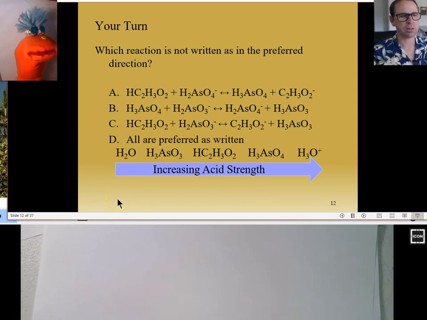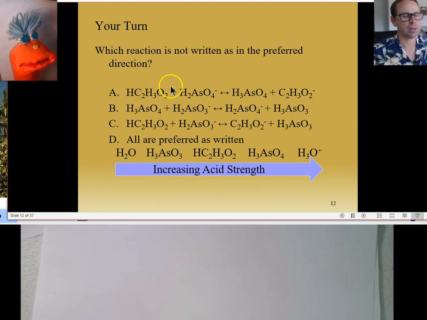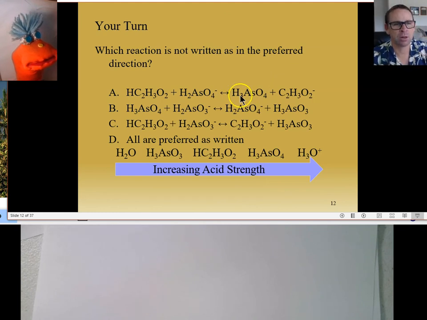Okay, did you get to take a look? Well, A, you have the HC2H3O2, the acetic acid, behaving as the acid, right? That's right. And on the right there, you have the H3AsO4, that one? Yeah, that's right. Arsenic acid behaving as the acid. And it says that that one is stronger than the acetic acid, so that one goes to the left. And that's not the direction that we have it written.